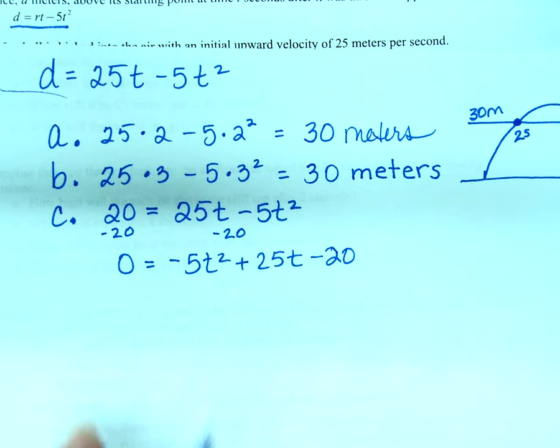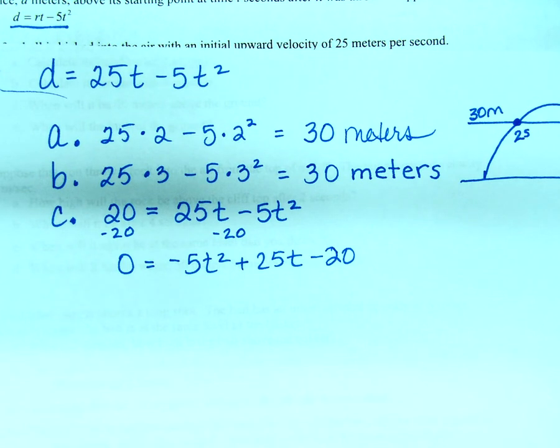Now, how many options do we have from here? Yeah, we said we had 5, but we know we can't square root, so that's out. Do you really want to graph this? No, so what's left? Completing the square, quadratic formula, or factoring, right? That's what's left.